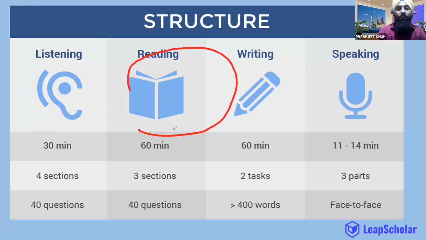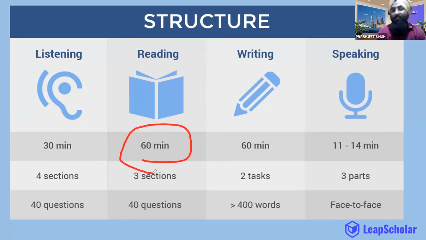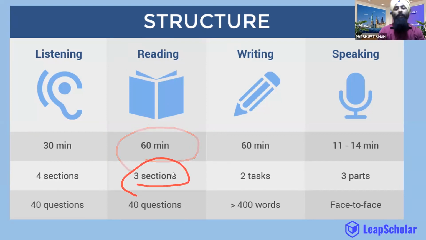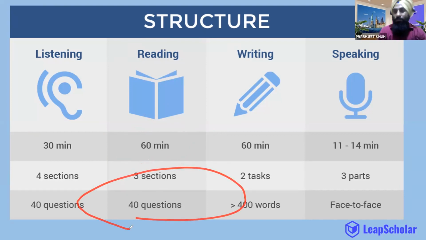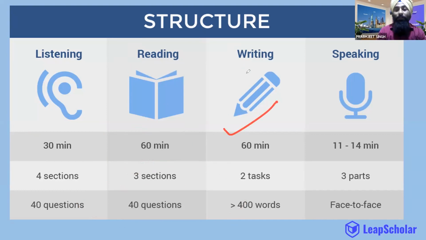After that, my dear friends, you are going to face your reading test. Here, the length of the test will be 60 minutes. That means you will be given 3 passages, 3 sections, to deal with 40 questions. Soon after that, you will take your writing test, where you again get 60 minutes. There will be 2 tasks, and here you have to write 400 words combined. For task 1, it is 150, and for task 2, it is 250.